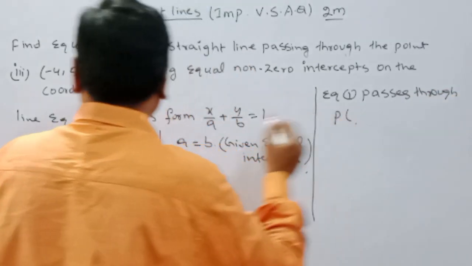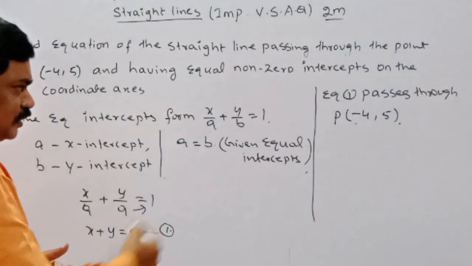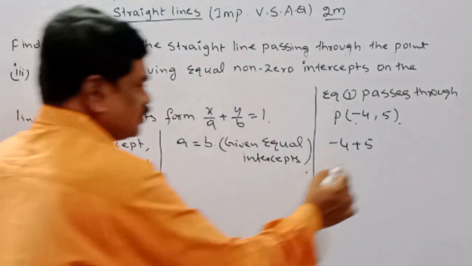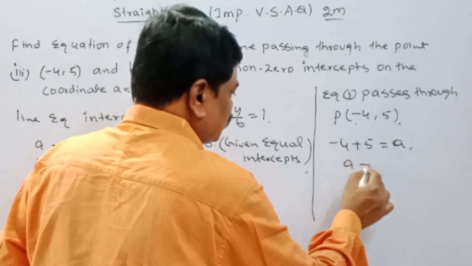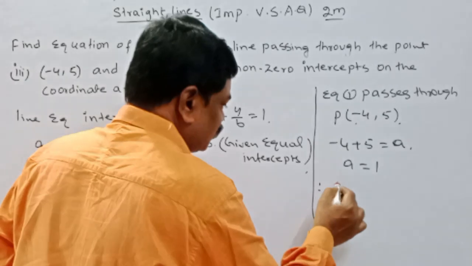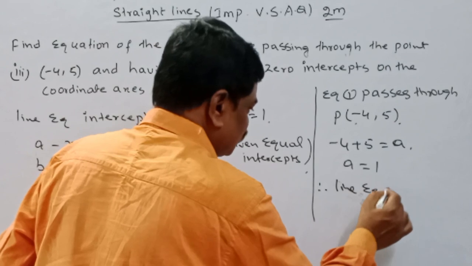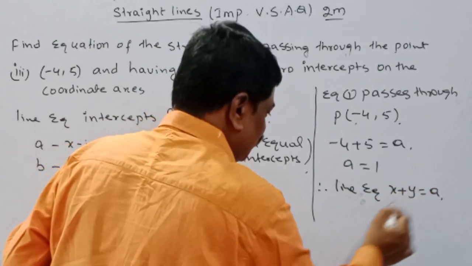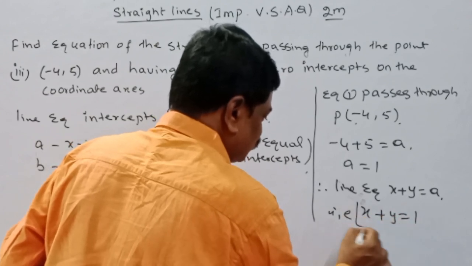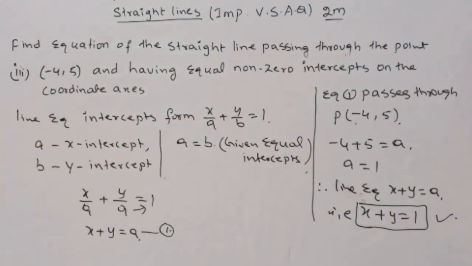Equation 1 passes through the point P(-4, 5), so you substitute here: minus 4 plus 5 is equal to a, so a is equal to 1. Therefore you get the value of a. Then the required line equation x plus y is equal to a, that is x plus y is equal to 1, is the required line equation. Okay, all of you, that's all.